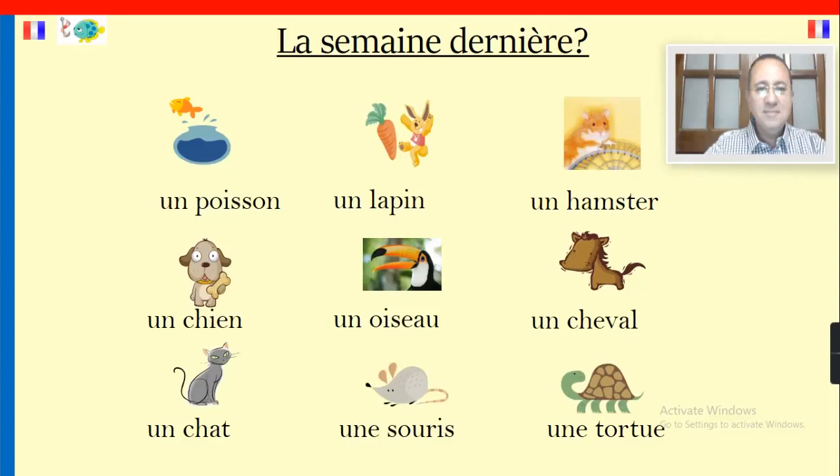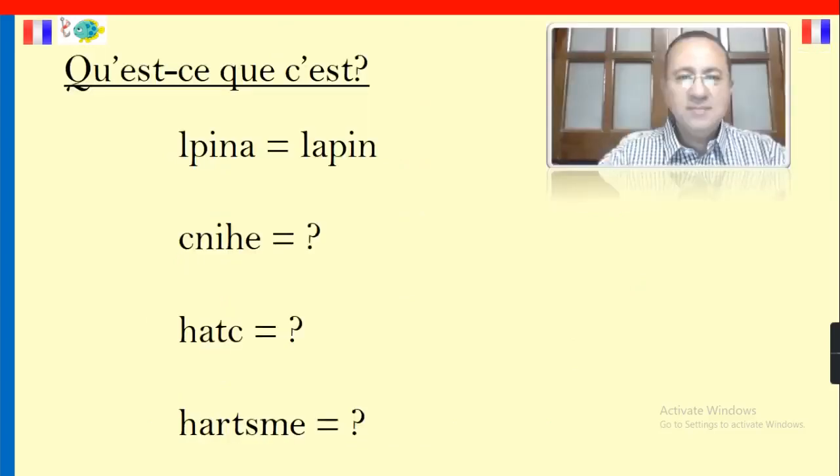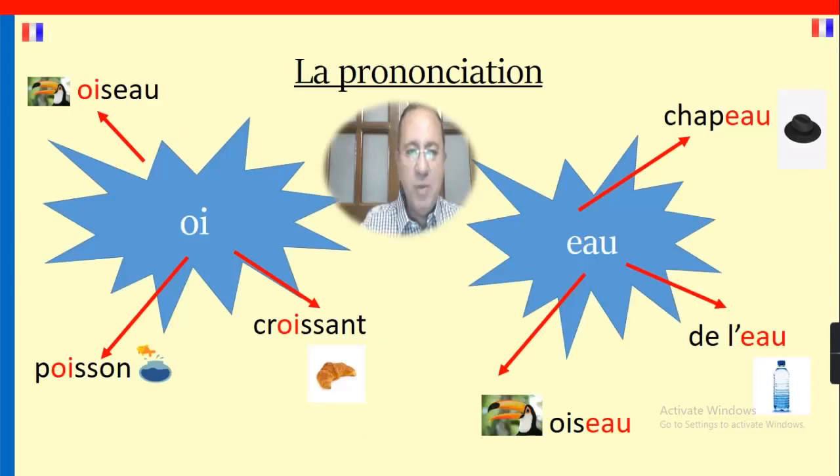Can you unscramble the names of these animals? Remember to pronounce these letters the right way. So the OI, we pronounce it wa, wa. And the EAU, we pronounce them O, O.